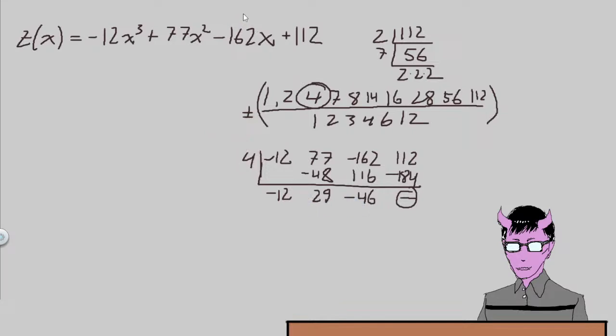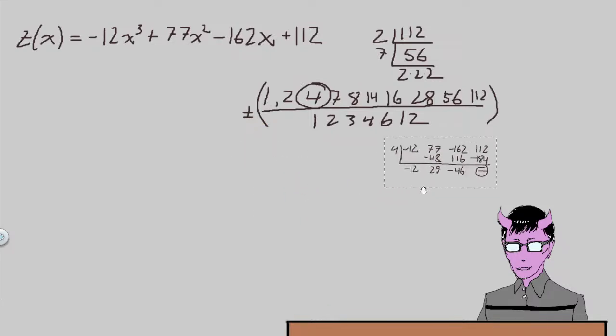Okay, but this is still informative, so let us take this, shrink it, and move it to the side, as it deserves. Alright. 4 did not work as a 0. It got us a negative result. The negative is fairly large. It's close to negative 60.